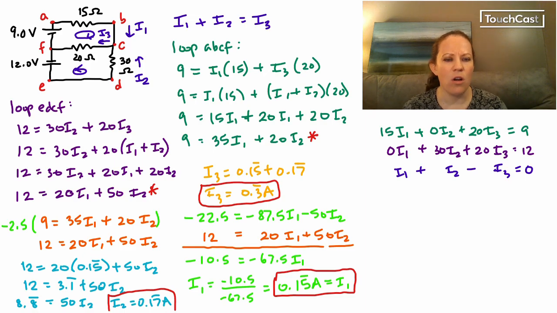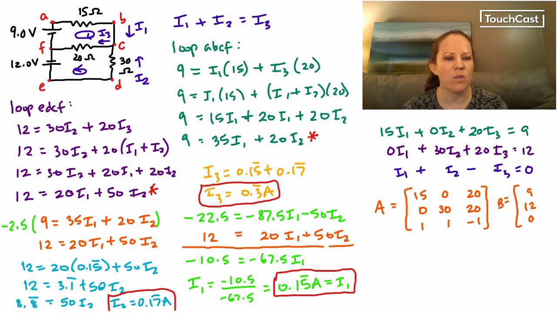So I'm going to call my coefficient matrix, matrix A. Its entries will be 15, 0, 20. So if you know how to do matrices with your graphing calculator, this becomes easy peasy lemon squeezy, absolutely the simplest thing ever. And then my matrix B is going to be my constants, the 9, the 12, and the 0.